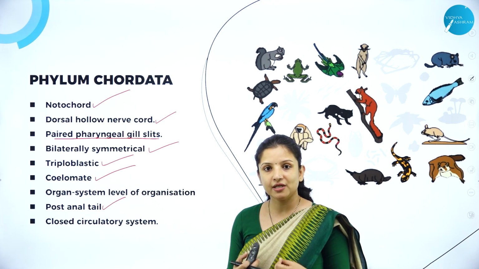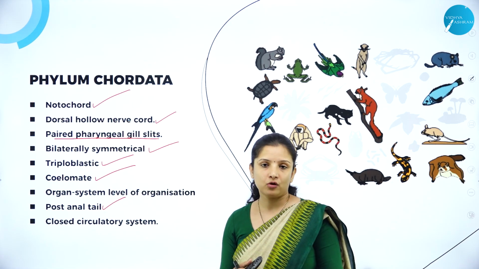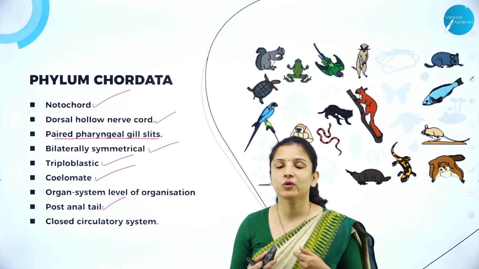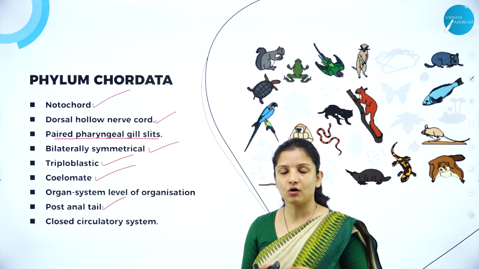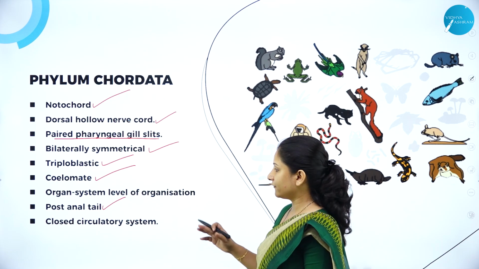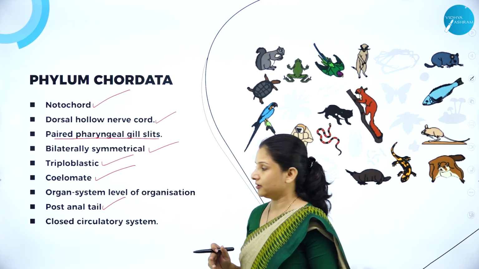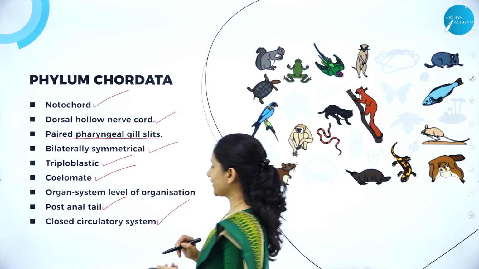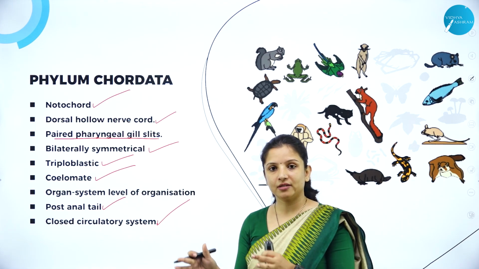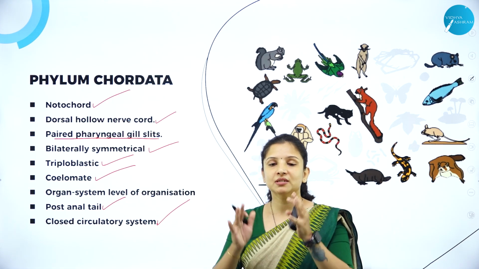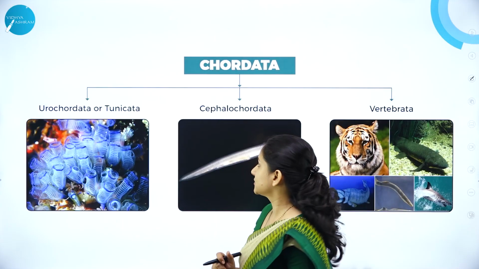We human beings also come under the chordates, but we do not have a tail. We have a tailbone in our body exactly at the base of the spinal cord, which is called the coccyx. So all the organisms under chordates have a tail, and they have a closed circulatory system, wherein the heart pumps the blood through arteries, veins and capillaries to particular organs. So therefore, it is a closed circulatory system.